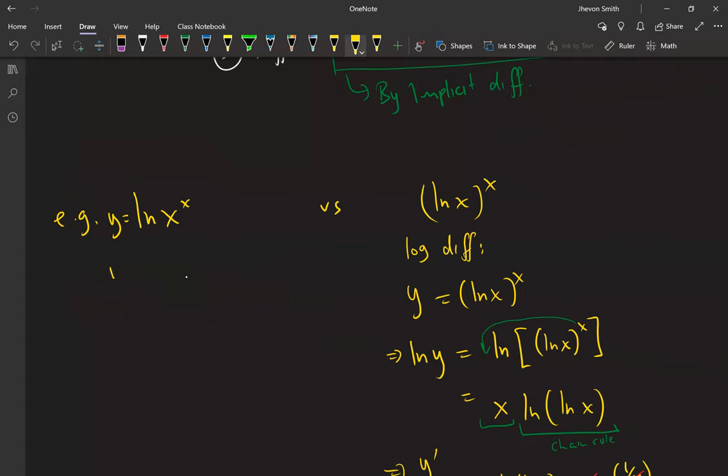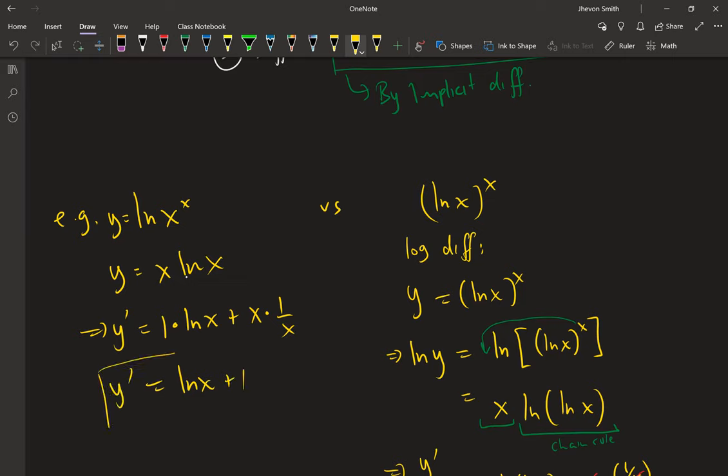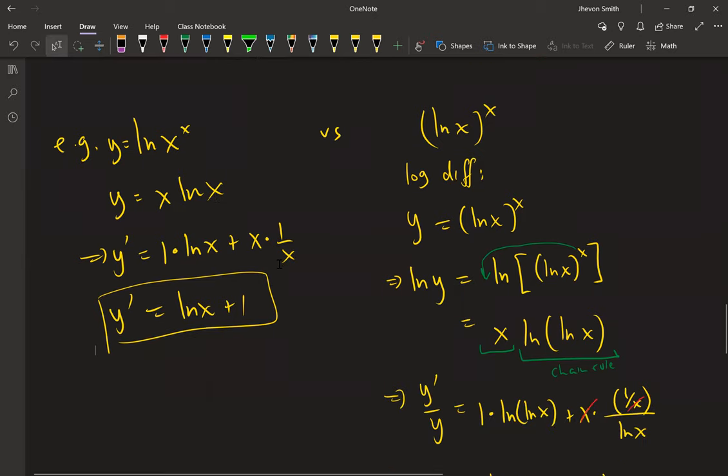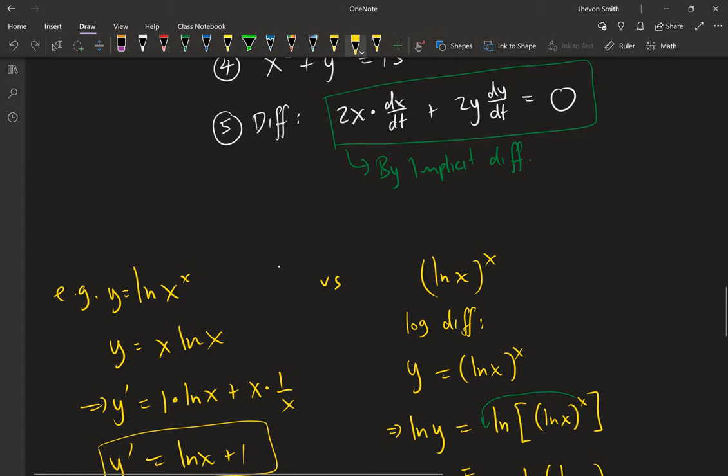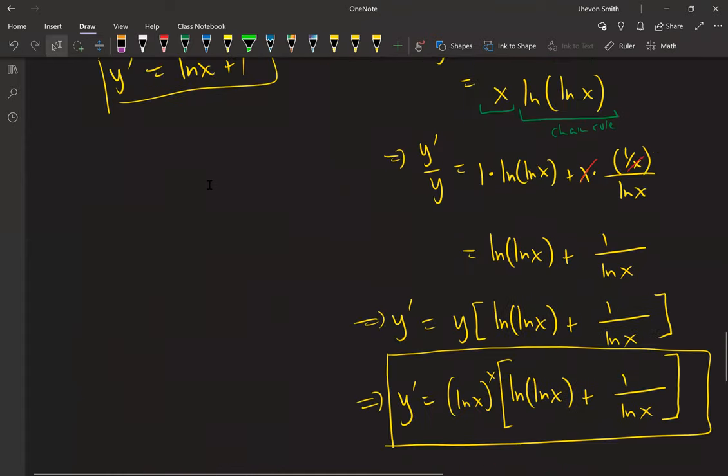And the other one, by the way, if you had y equals this, that one is actually a lot easier, because then I would just move the x down and then just differentiate using the product rule. So it's 1 times ln x plus x times 1 over x. So the derivative here is just ln of x plus 1. So they're very different. Whenever it's written like this, it really means that only the thing being ln has a power versus the entire ln has a power. Those are two very different situations. And hopefully that answers your question.